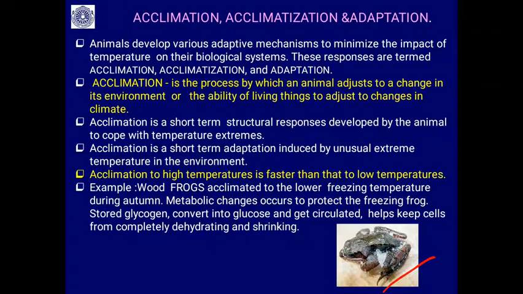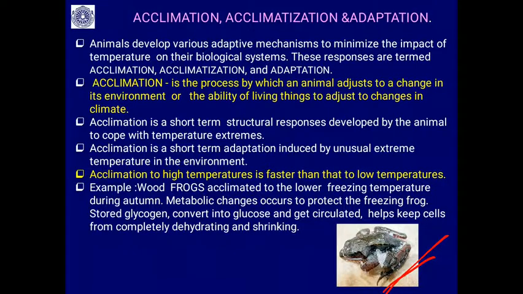Here you are seeing a wood frog. Wood frogs acclimate to the lower freezing temperature during autumn. The autumn is followed by the harsh winter. So, when the autumn onsets, immediately a small change occurs in the body physiology of the wood frog. These are metabolic changes that occur to protect against the freezing temperature. The stored glycogen in the liver is converted into glucose and gets circulated.